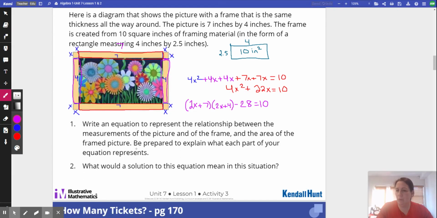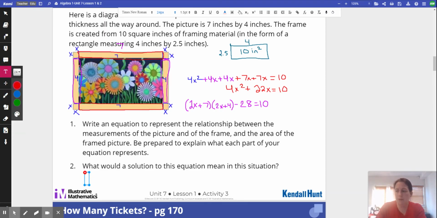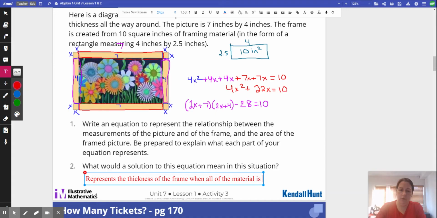Number 2 says, what would a solution to this equation mean in this situation? If we solve for x, what does that mean? What are we trying to find? So x represents the thickness of the frame when all the material is used. Write that down. It represents the thickness of the frame when all of the material is used.